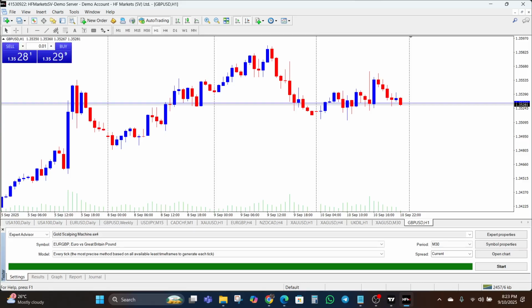Now, to sum up, learning how to backtest your Forex strategy in MT4 gives you a huge advantage. It helps you validate your trading ideas, spot potential issues, and build confidence before trading live.